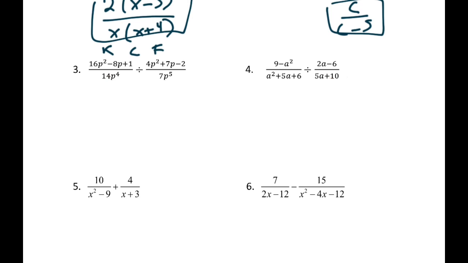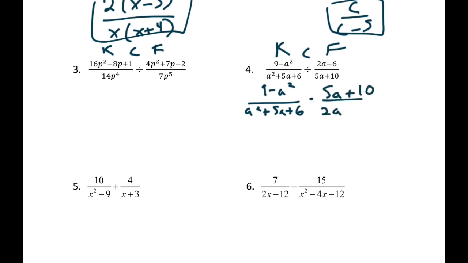So let's factor the right side. Top left, keep change flip first. Keep change flip, because we're dividing. So we keep the first one the same. So 9 minus a squared over a squared plus 5a plus 6 times, and then flip this last one, 5a plus 10 over 2a minus 6.